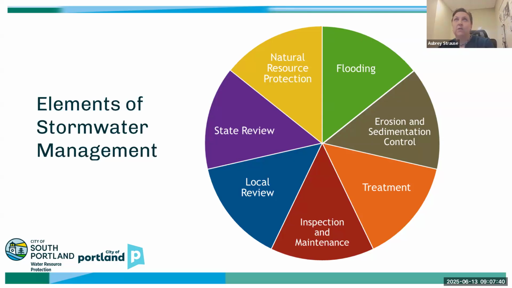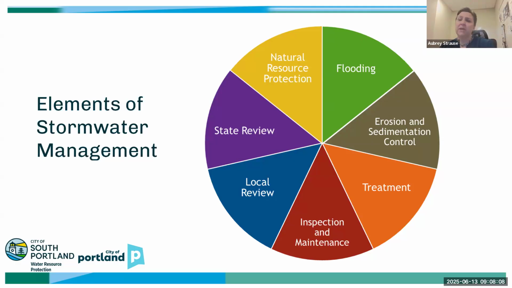Inspection and maintenance is a huge portion, and really this should probably be a bigger slice of this pie wedge. It doesn't do any good to anyone to spend tons of money designing sites with elaborate stormwater treatment systems and spending tons of money on engineering and then not maintain those systems and have them fail. So that's something we want to avoid. If we don't maintain those systems, they don't continue to function as intended.